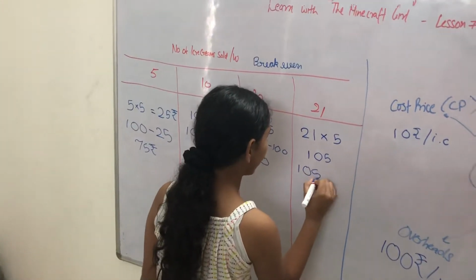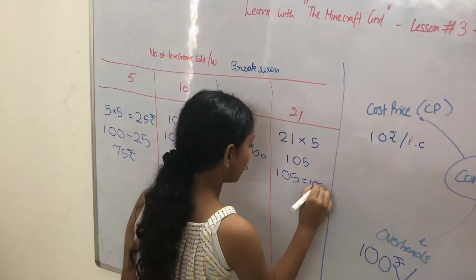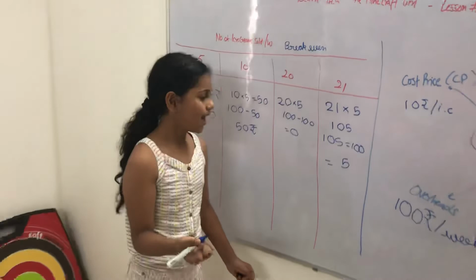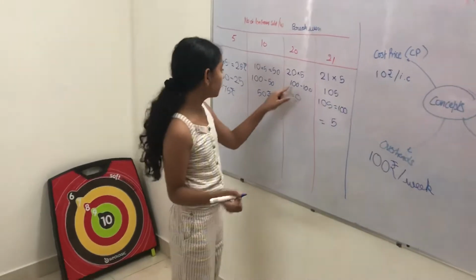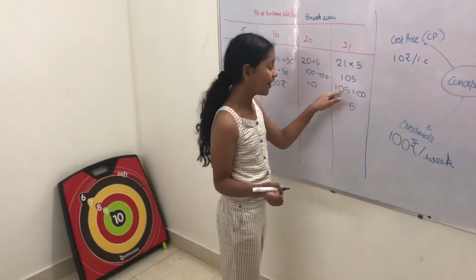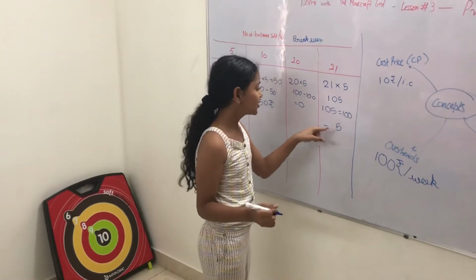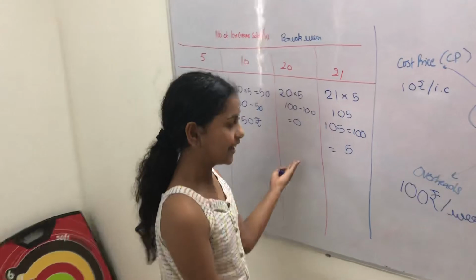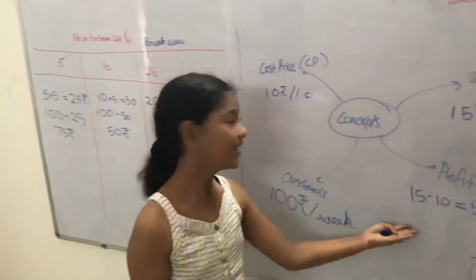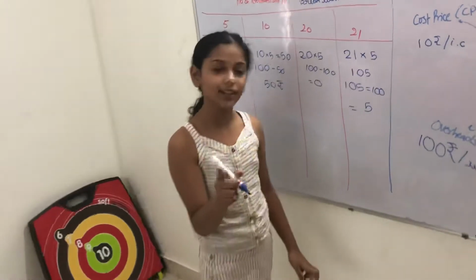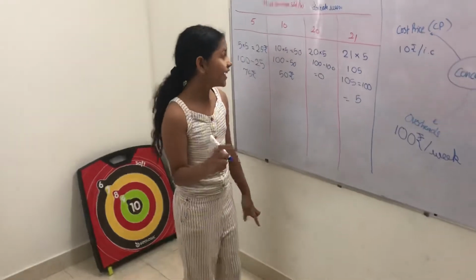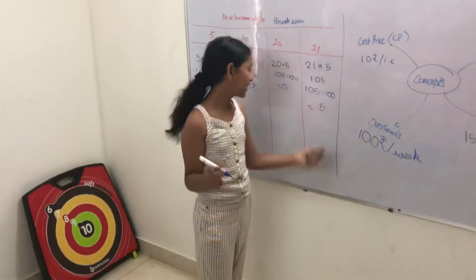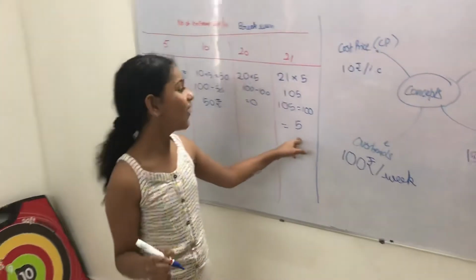So 105 minus 100 gives you 5 rupees. But earlier the 100 came towards the left, but now 105 is coming over here. So this is not a loss, but it is a profit. So if Steve wants to be a good businessman, he has to sell either 21 ice creams or over 21 ice creams to make a profit above 5 rupees.